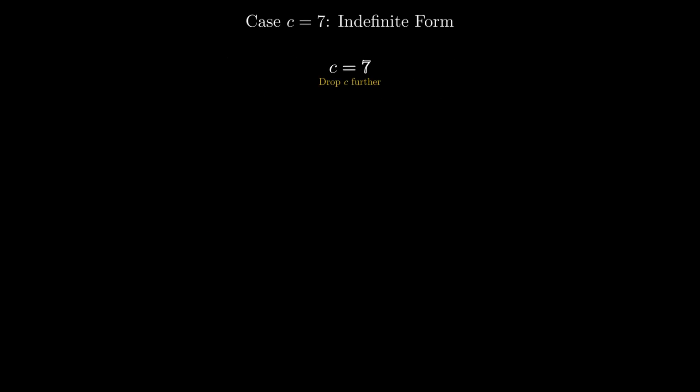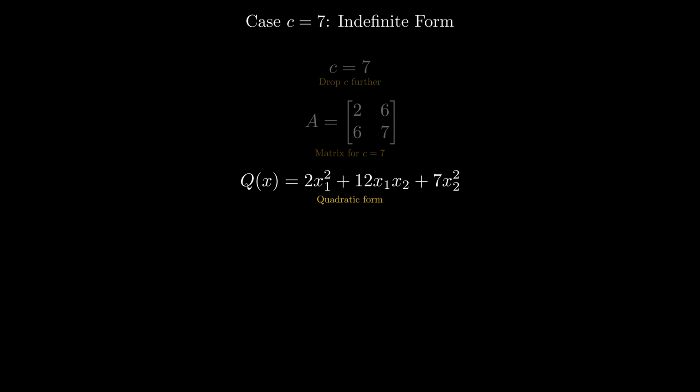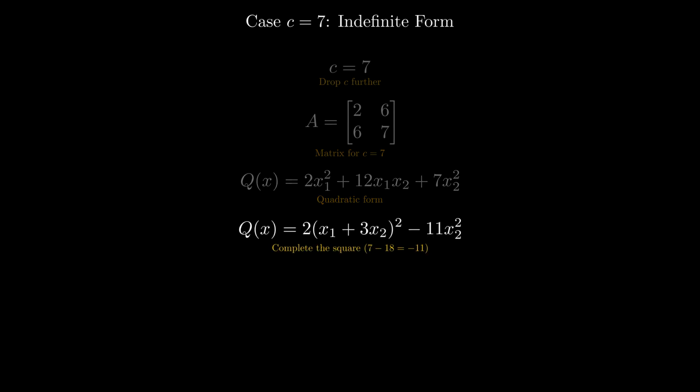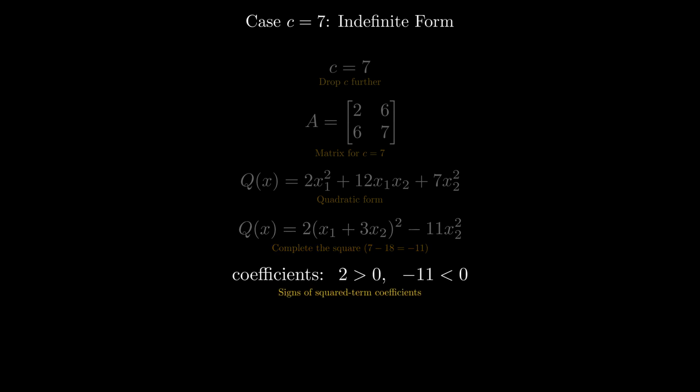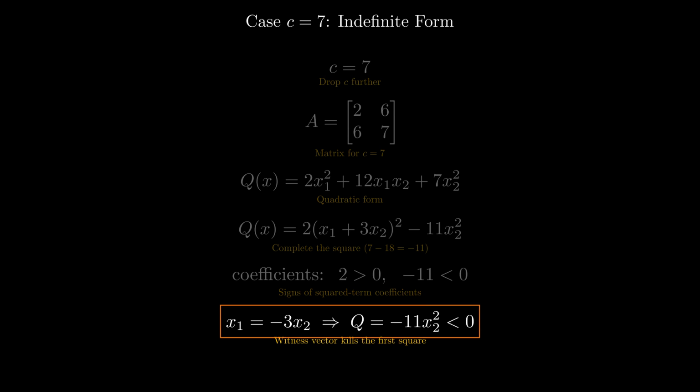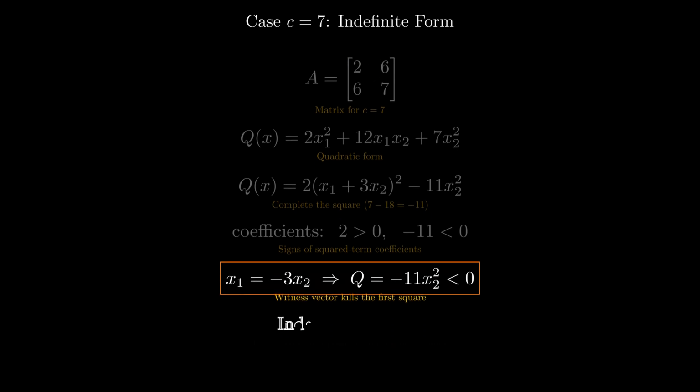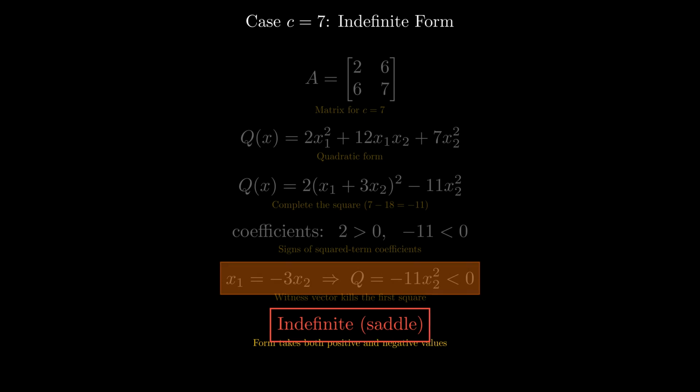Now let's drop c further, all the way down to 7. Running the same completing the square procedure, we get 2 times the quantity x1 plus 3x2 squared minus 11x2 squared. Look at that second coefficient, it's negative. To witness the negativity directly, set x1 equal to negative 3x2. That choice kills the first square, leaving just negative 11x2 squared, which is strictly negative for any non-zero x2. So the form takes on both positive and negative values. We call this indefinite. The negative coefficient is our witness. It points directly at a vector where x transpose A x goes negative.